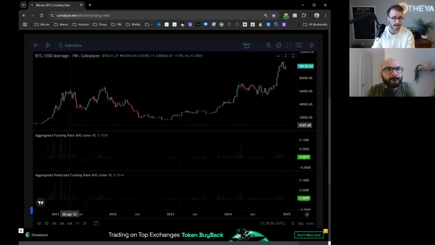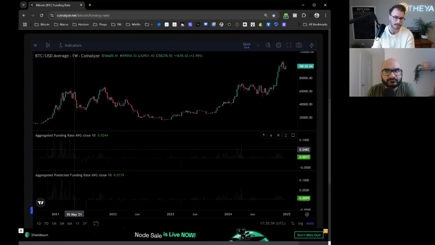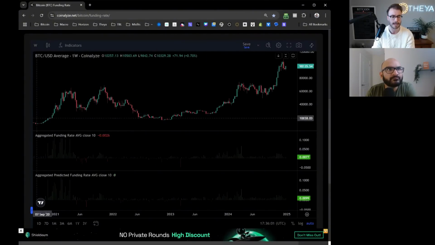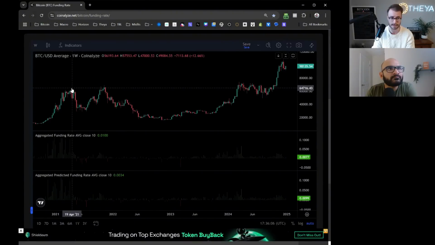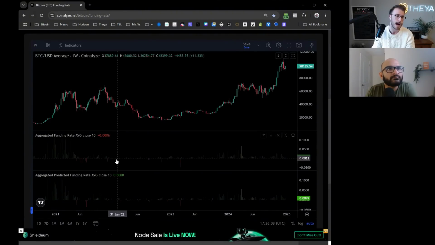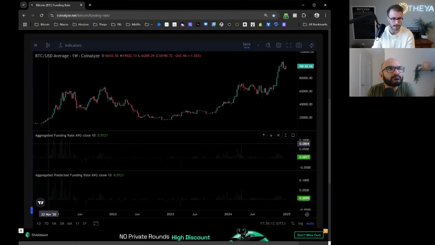And this is basically an indication of how leveraged long dominant or leveraged short dominant the market is. So you'll notice during the prior bull run in 2021, we went from 10,000 to 64,000 and then back up to 67,000. You'll note that during that first leg, there was an insane amount of leverage. The mean funding rate, right?